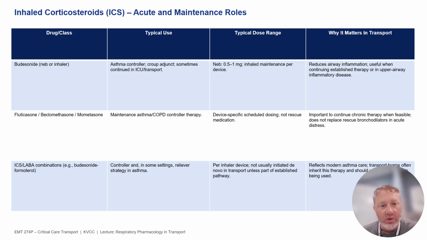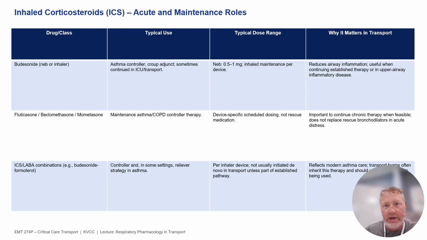Moving on to the slide that we've been on, inhaled corticosteroids. You may end up giving an inhaled corticosteroid en route. There are indications for that. So inhaled corticosteroids, or ICS, are fundamentally different from bronchodilators. They treat inflammation, not active bronchospasm. So they are for airway inflammation.